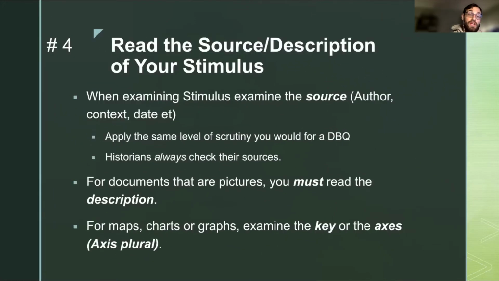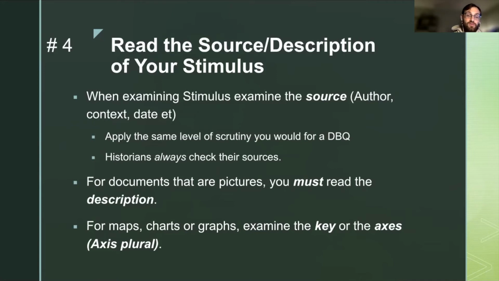Tip number 4, read the source/description of your stimulus. It seems silly to have to say it, but I'm going to say it again. When you have a stimulus, you must look at the source. It will tell you so much. The author, the context, the date, it will tell you so much, okay? You want to apply the same level of scrutiny as you would a DBQ source, okay? Historians always look at their sources. It's really important that you do this.